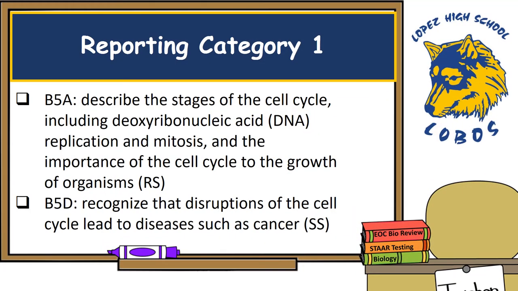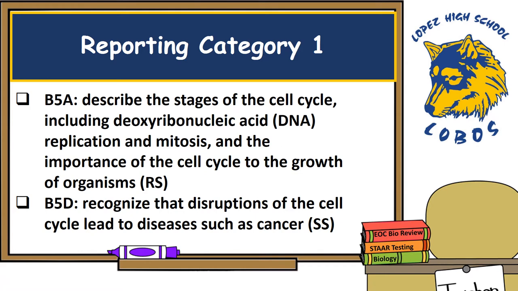Today's virtual lecture's objective is to become familiar with the following assessment standards from reporting category 1 that are going to be tested in the STAR Biology EOC. At the end of the lecture, you should be able to explain the cell cycle as well as the disruptions that may take place in the cell cycle leading to certain diseases such as cancer.